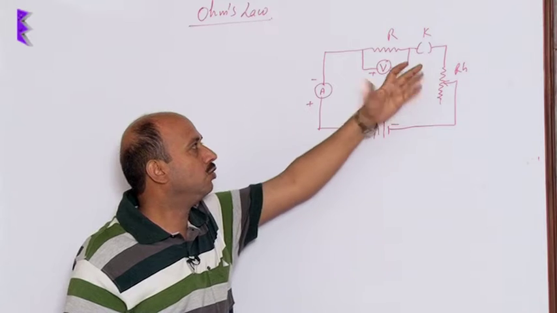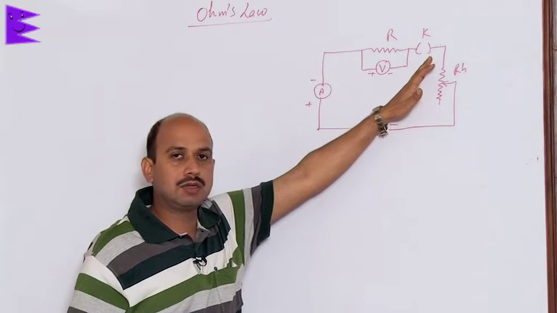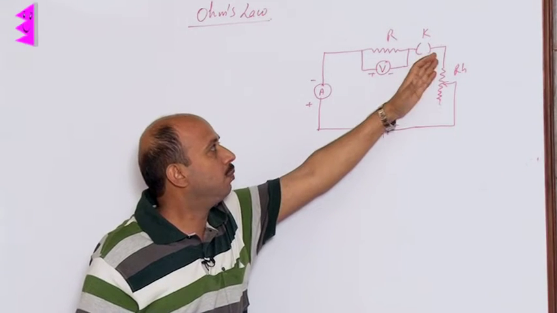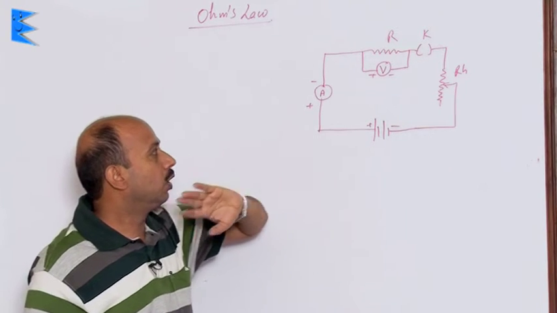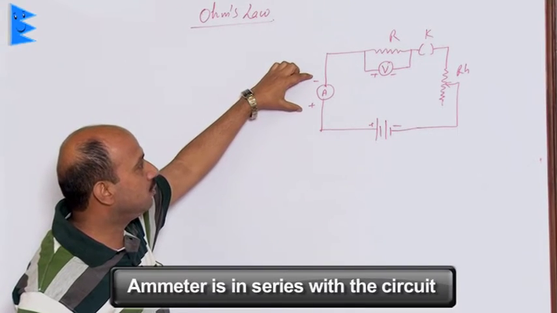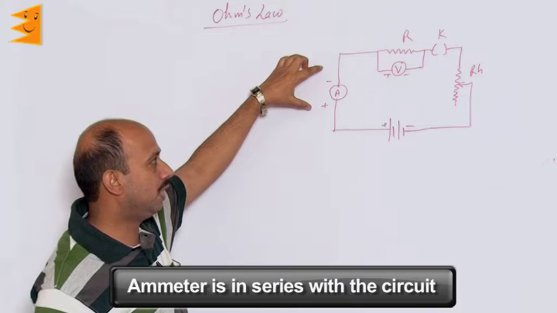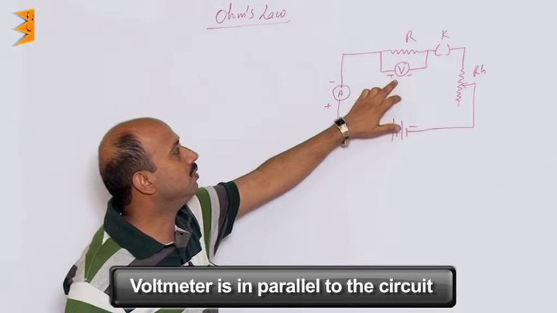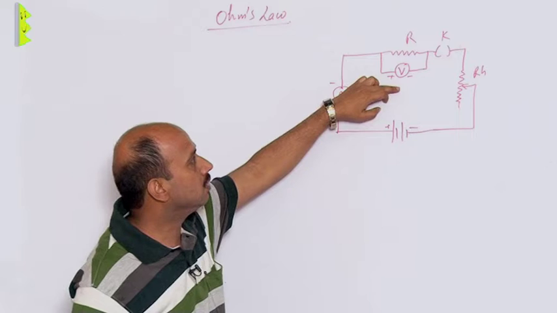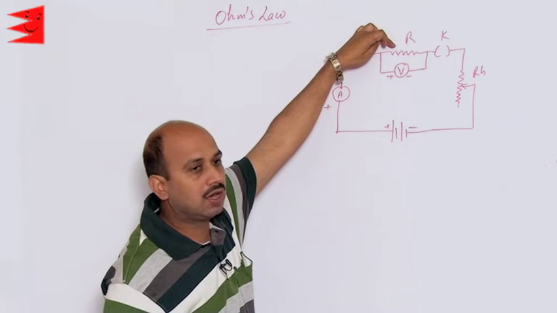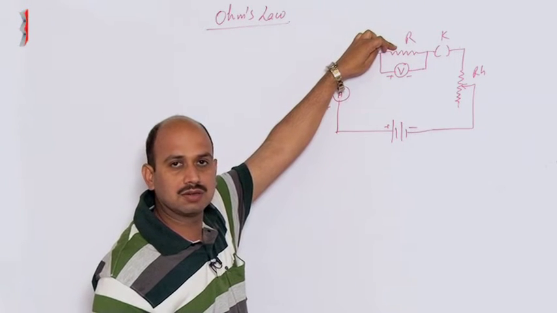There is a key also; it has no positive and negative terminals, you can connect either point here, this or that side, it does not make any difference. Now see here, the ammeter is in series with the circuit, as we have discussed earlier, and the voltmeter is in parallel with the circuit. Now we have to measure the potential difference across this resistance R.